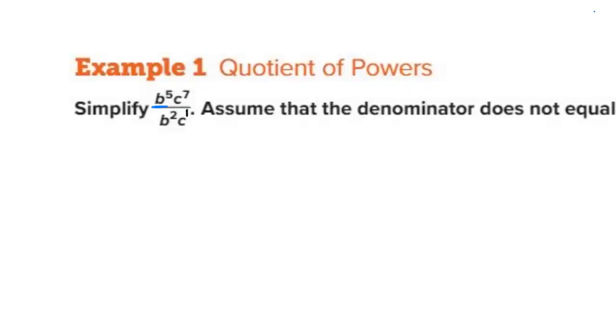So b to the fifth divided by b to the second. You keep the b and subtract the exponents. C to the seventh divided by c to the first. You keep the c, subtract the exponents. So this becomes b to the third and c to the sixth.